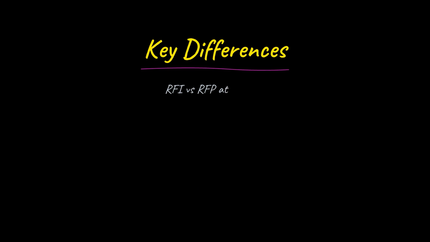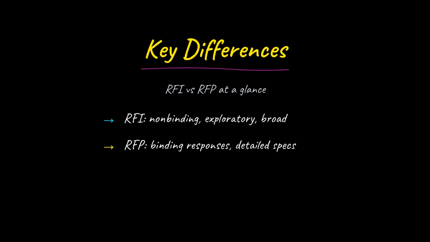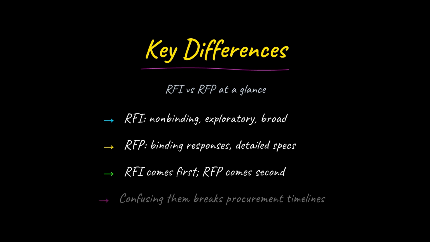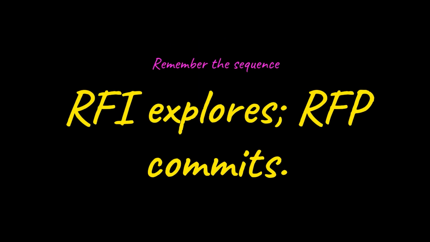The binding nature is the critical exam signal. In an RFI, neither side commits. The vendor is not promising pricing and the buyer is not promising a purchase. In an RFP, vendor responses are binding, including pricing, timelines, and specific commitments. When an exam stem describes early capability gathering before detailed specifications exist, the answer is the request for information. When it describes scored, binding responses against defined requirements, the answer is the request for proposal.